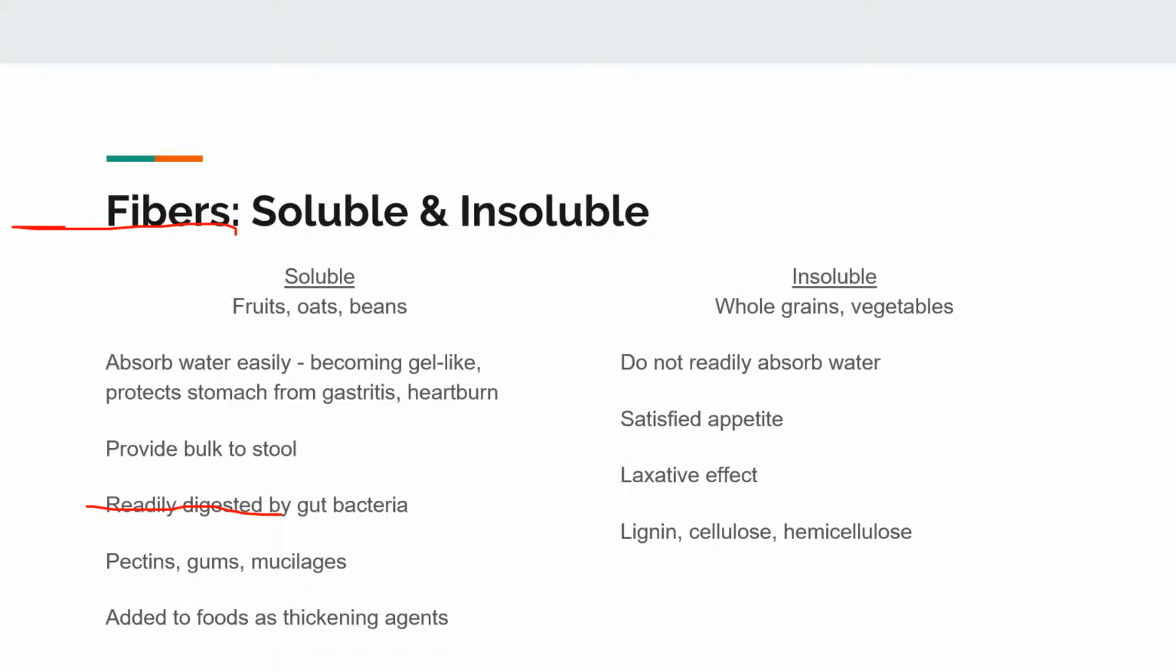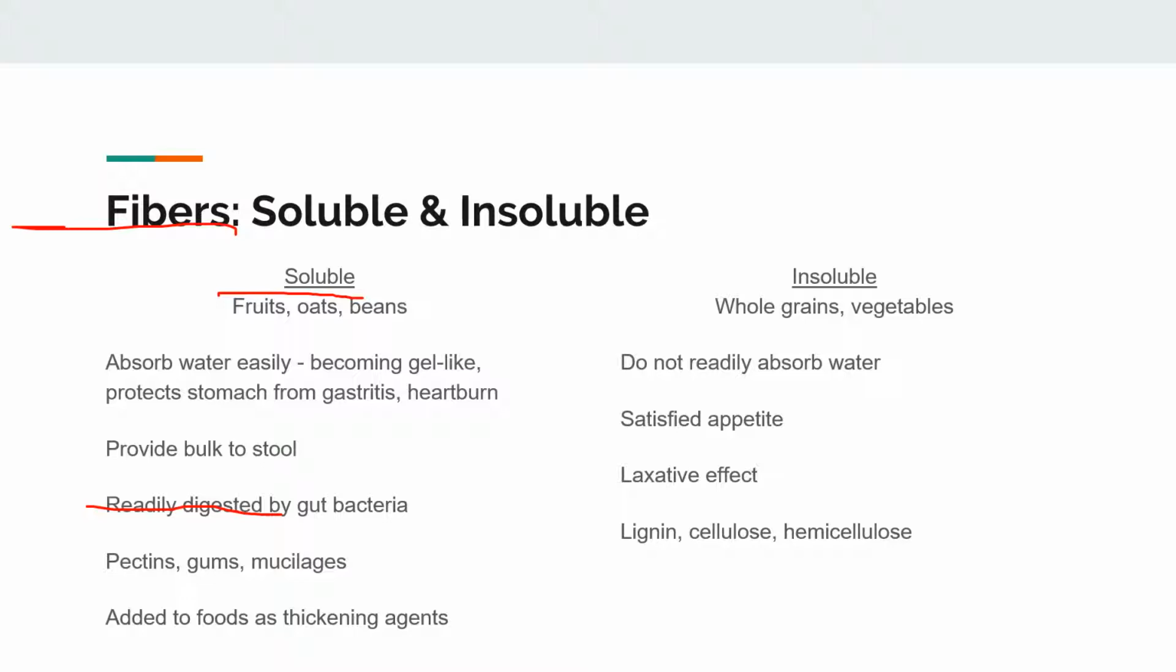Pectins, gums, and mucilages are types of soluble fibers, and we'll find these in foods like fruits, grains. Oats are a very commonly talked about source of soluble fiber, and beans. So any type of kidney bean or red bean or black bean, etc., are going to be great sources of soluble fiber. So on the other hand, we have insoluble fibers.